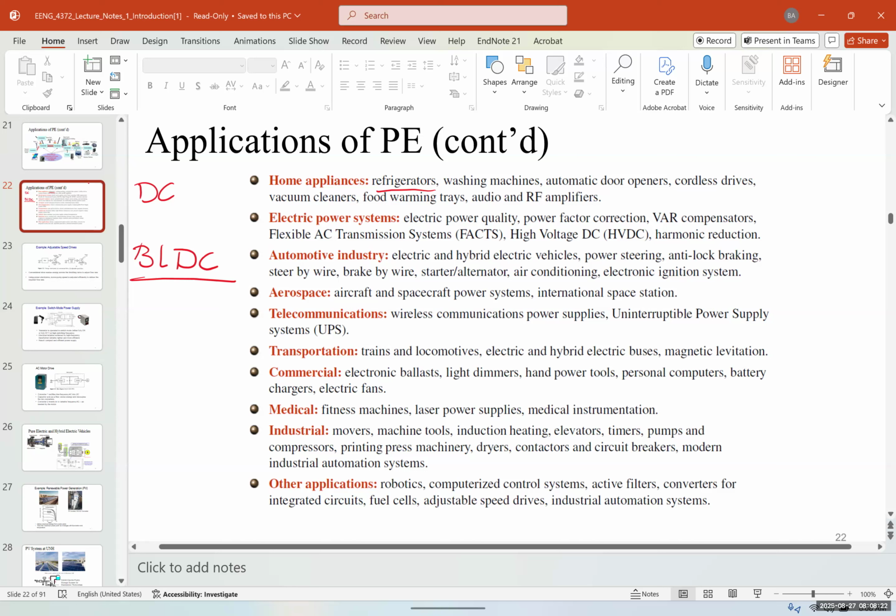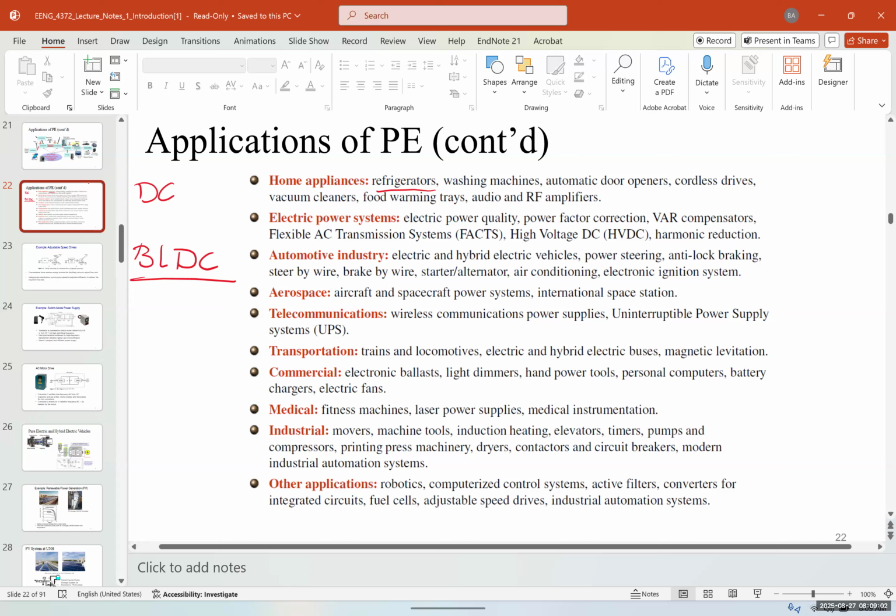ABS, or anti-lock braking systems. The steer-by-wire, now a few cars have it. The Tesla Cybertruck uses steer-by-wire. Some models of the Lexus RZ also have it, the ones that have a yoke usually use that. I think it's going to be getting more and more prevalent in the auto industry. And brake-by-wire, starter, alternator, air conditioning systems, and electronic ignition systems as well.